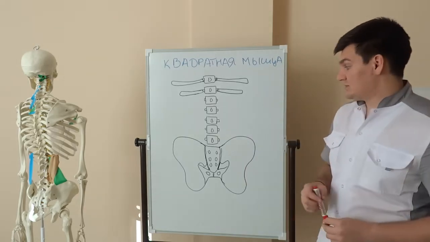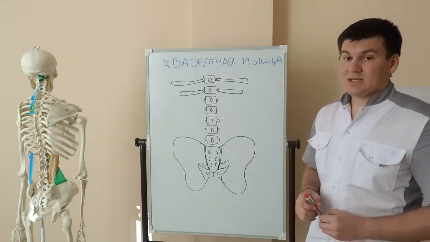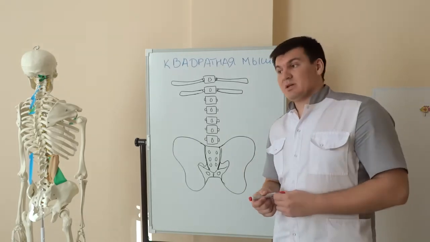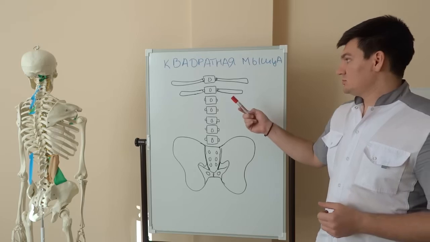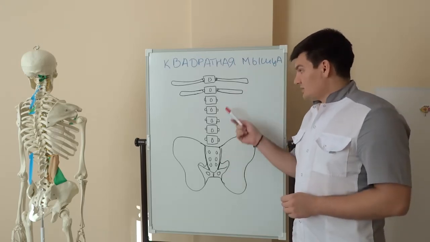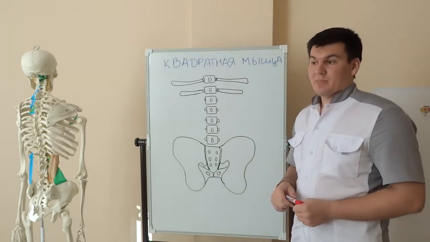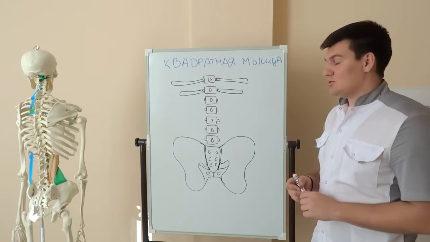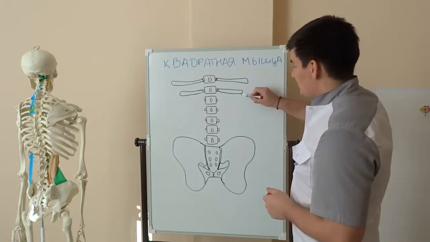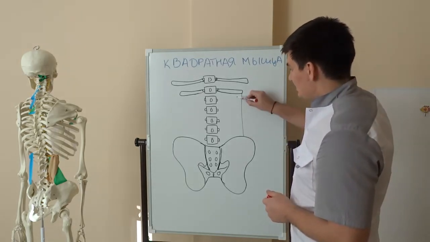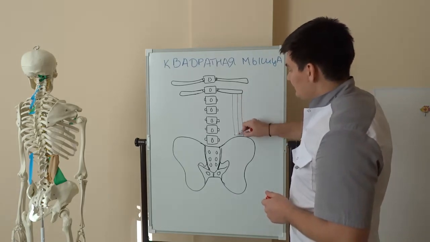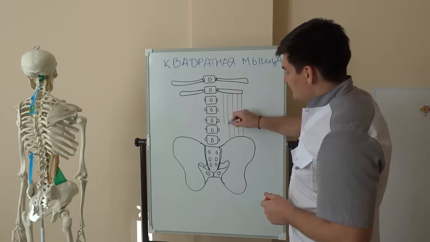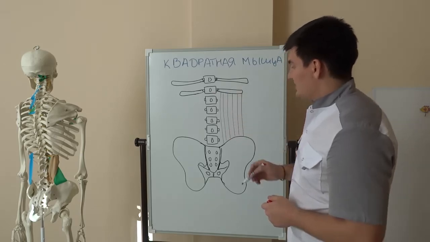The Quadratus Lumborum muscle has several attachment points. The first is the 12th rib. It attaches to the 12th rib above, and below it attaches to the iliac crest. And its first direction of fibers is like this, from the 12th rib to the iliac crest. In this way, the muscle is positioned from top to bottom.